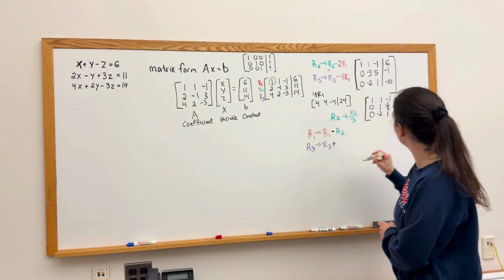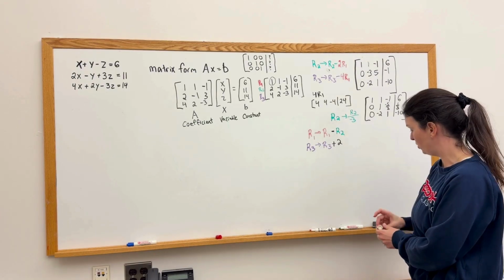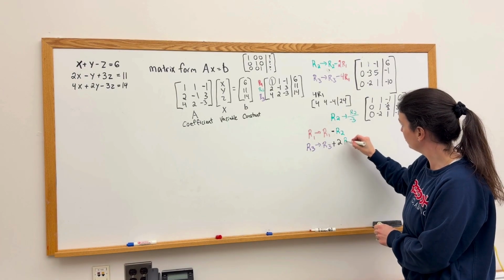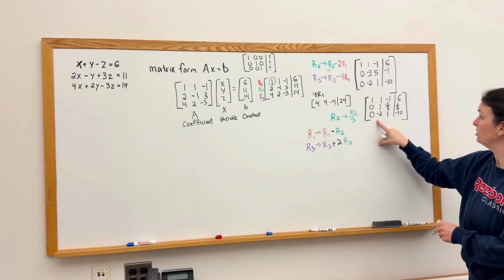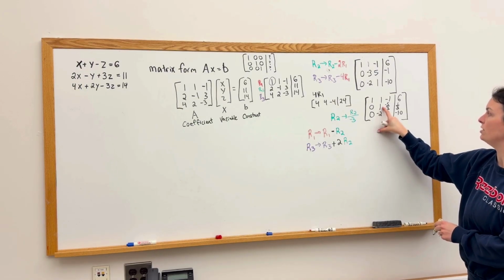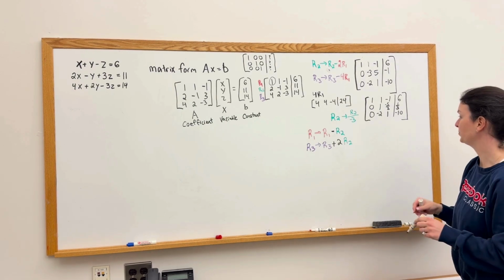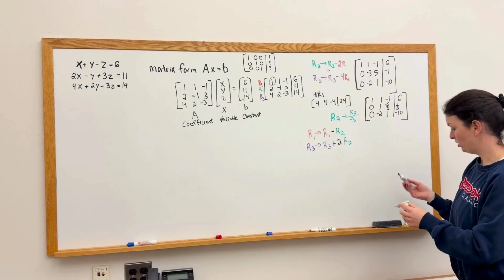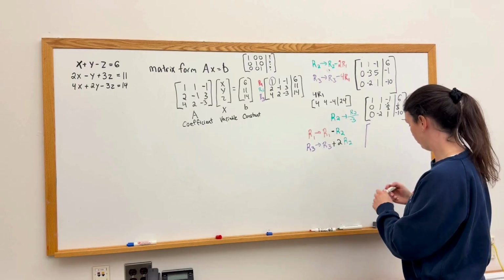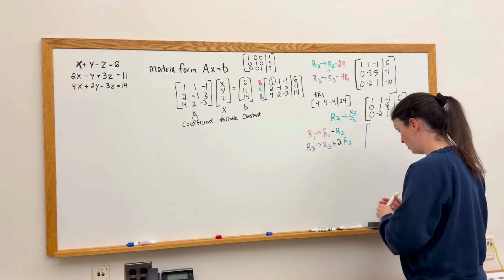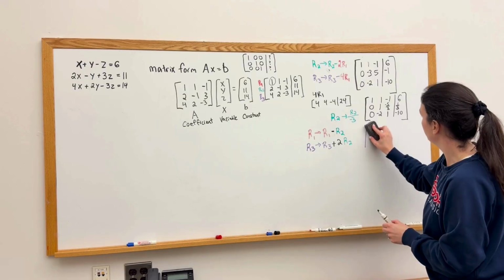Row 3 is going to become row 3 plus 2 times row 2. Because if we take negative 2 plus 2 times 1, that is negative 2 plus 2, which is 0, which is what we want. So that will work. So let's create the new matrix based on that. Oops, I mixed up my caps.